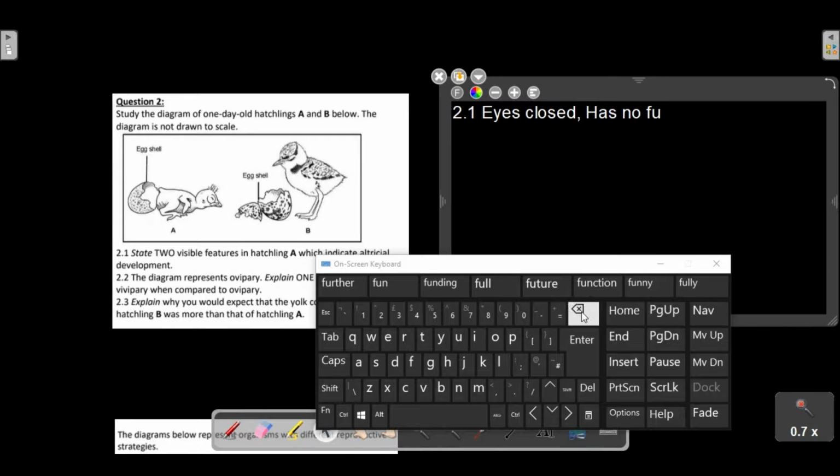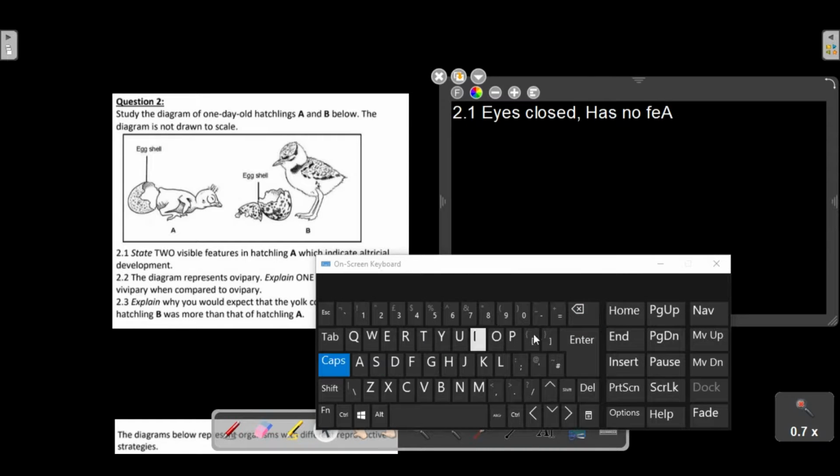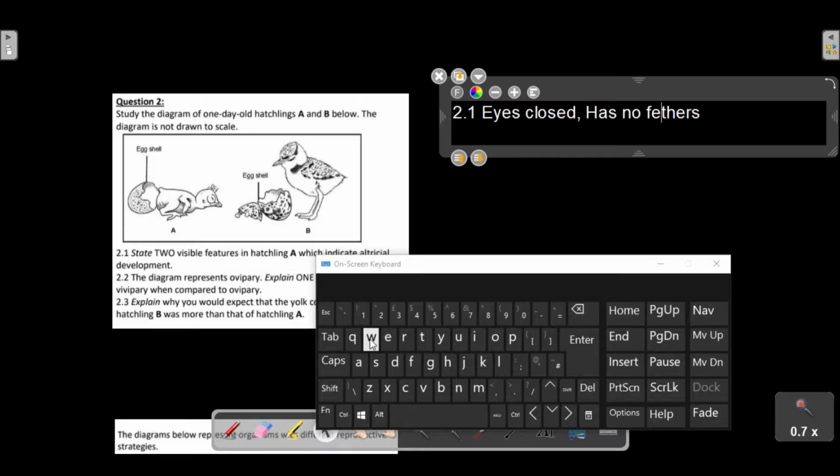No feathers. Sorry about this. Feathers. Okay, let's move on to the next one then.